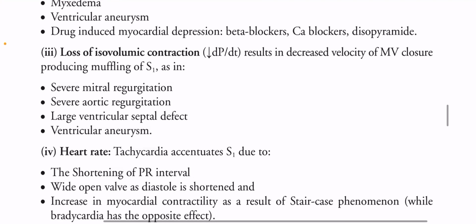Third, loss of isovolumic contraction results in decreased velocity of mitral valve closure, producing a muffling of the first heart sound, as in severe mitral regurgitation, severe aortic regurgitation, large ventricular septal defect, and ventricular aneurysm.